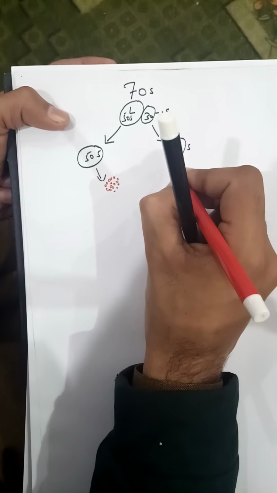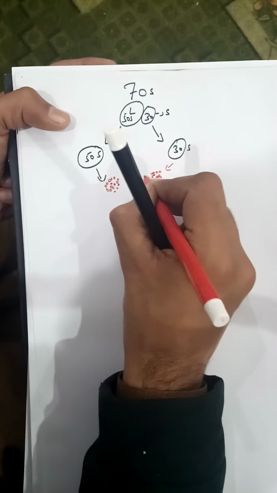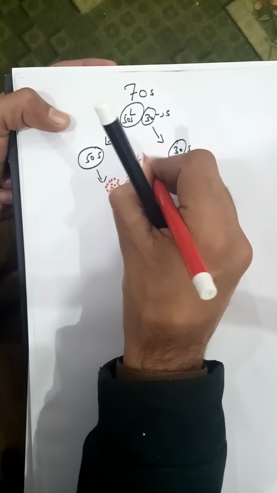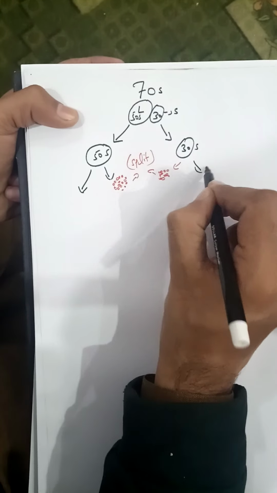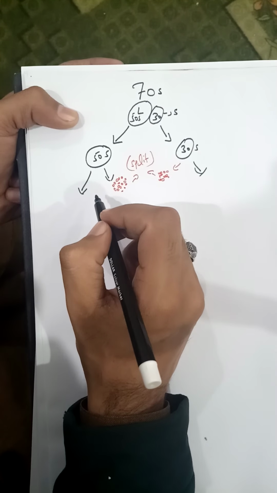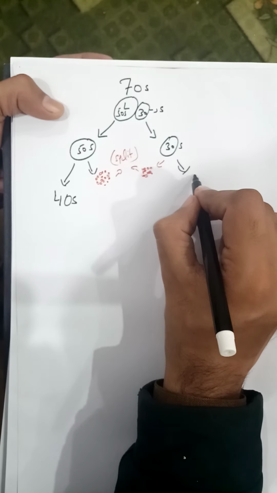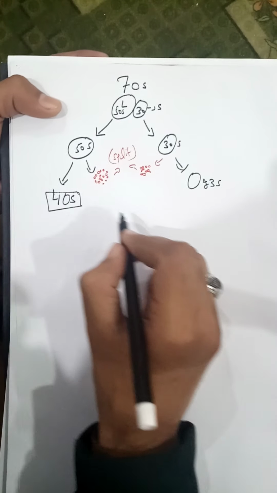And the 30S also gave some split proteins. So these are the split proteins. Now further, when the split proteins were separated from the 30S and the 50S, the 50S became the 40S, and the 30S became the 23S, and it became the 40S.